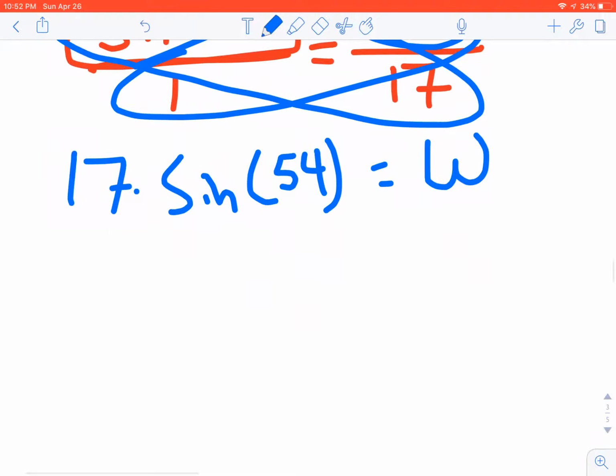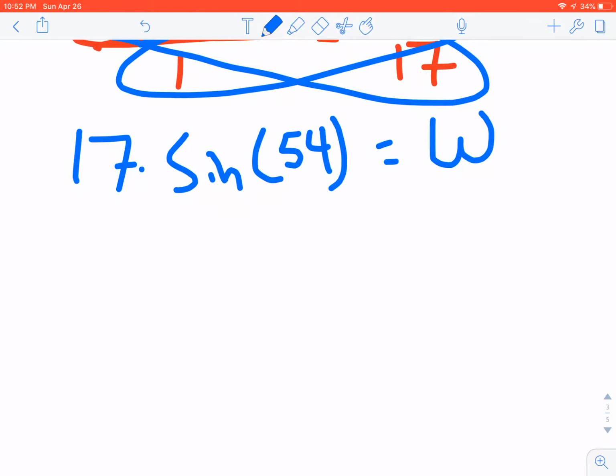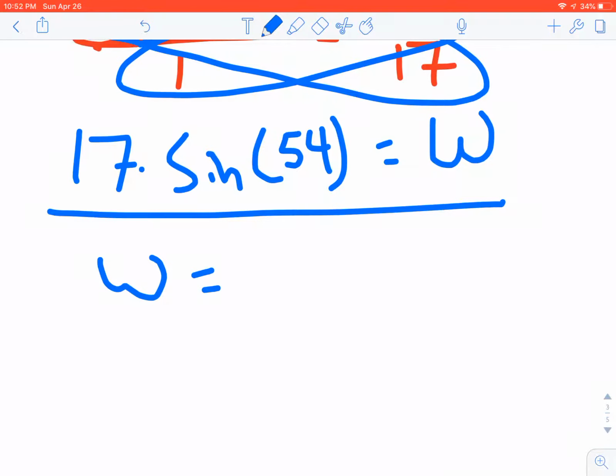Okay? Now, in your calculator, it's very important that you have your calculator in degrees. I'm going to post a separate video to consolidate the time, and I will explain how to do the different keystrokes on your calculator. But for this, all you do is cross multiply. When you do 17 times the sine of 54, W comes out to be 13.7. Okay?